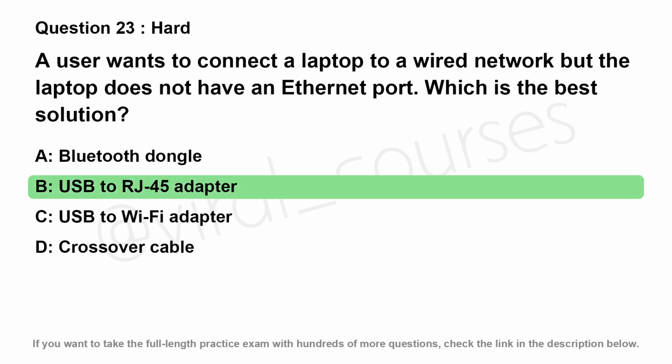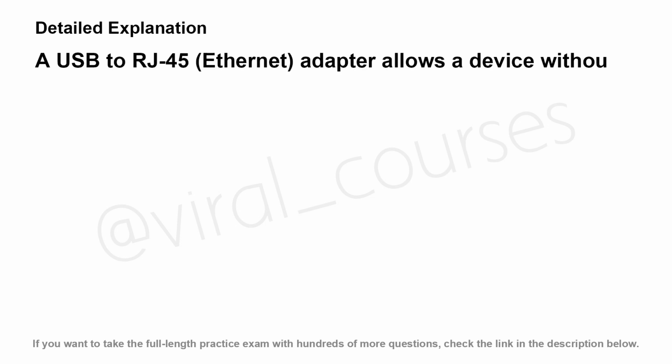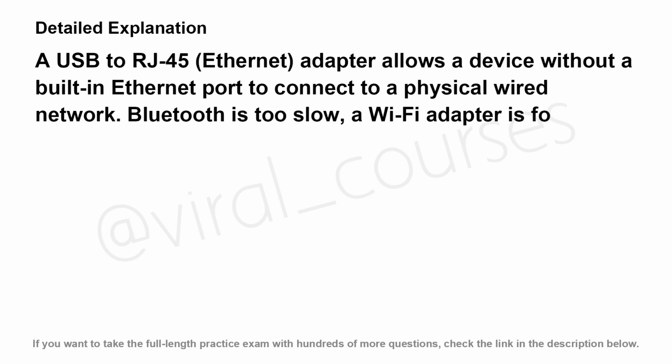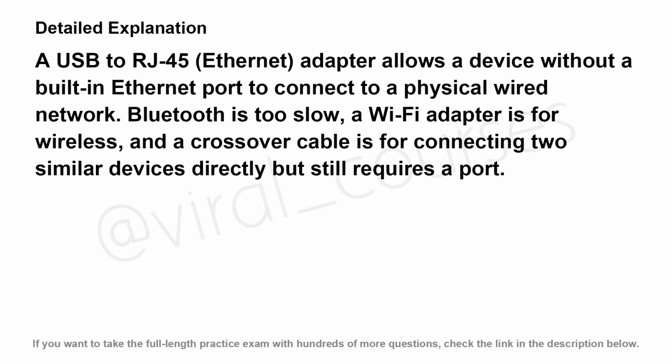The correct answer is B. A USB to RJ45 Ethernet adapter allows a device without a built-in Ethernet port to connect to a physical wired network. Bluetooth is too slow. A Wi-Fi adapter is for wireless. And a crossover cable is for connecting two similar devices directly but still requires a port.